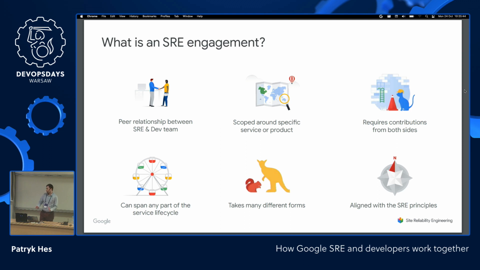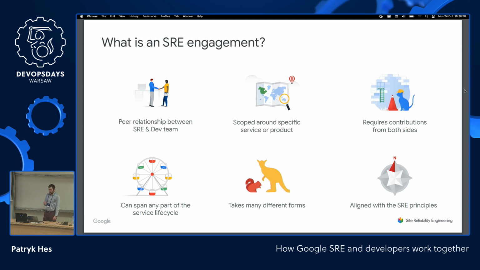This peer relation between the devs and SREs is what we call here an SRE engagement. Despite being an engagement between teams, its topic is scoped around specific services or products. So it's possible that a dev team is developing many products, but only some of them have SRE support. This SRE engagement is not a one-way thing. It requires contributions from both sides. So it's not that you're hiring an SRE team as a dev team, and you're done with your reliability needs. Reliability has to be a serious concern for both devs and SREs.